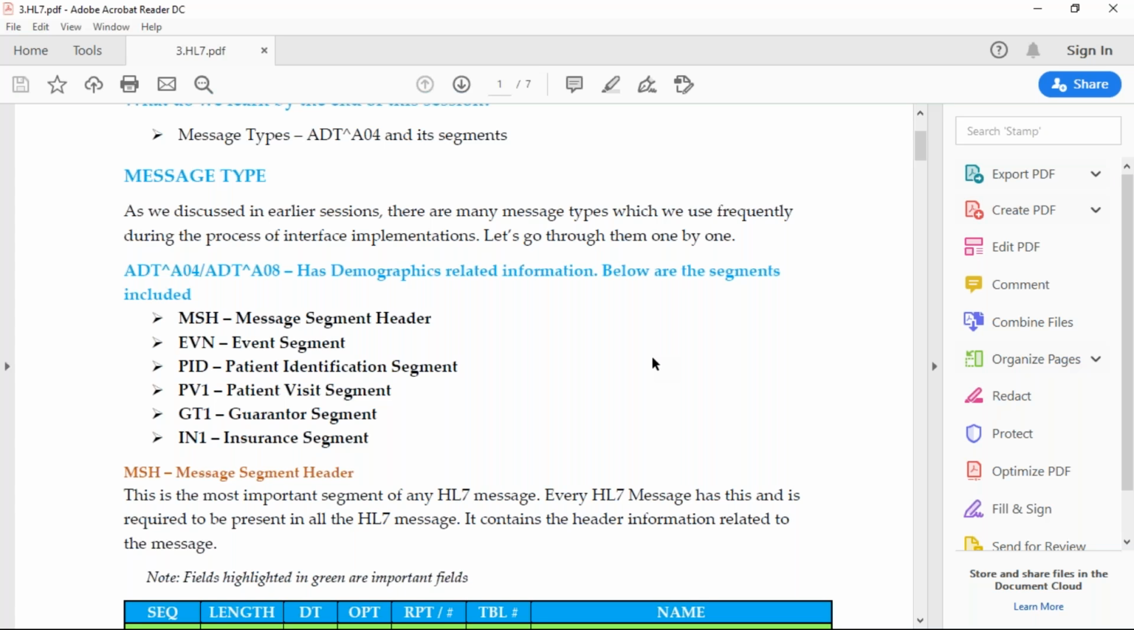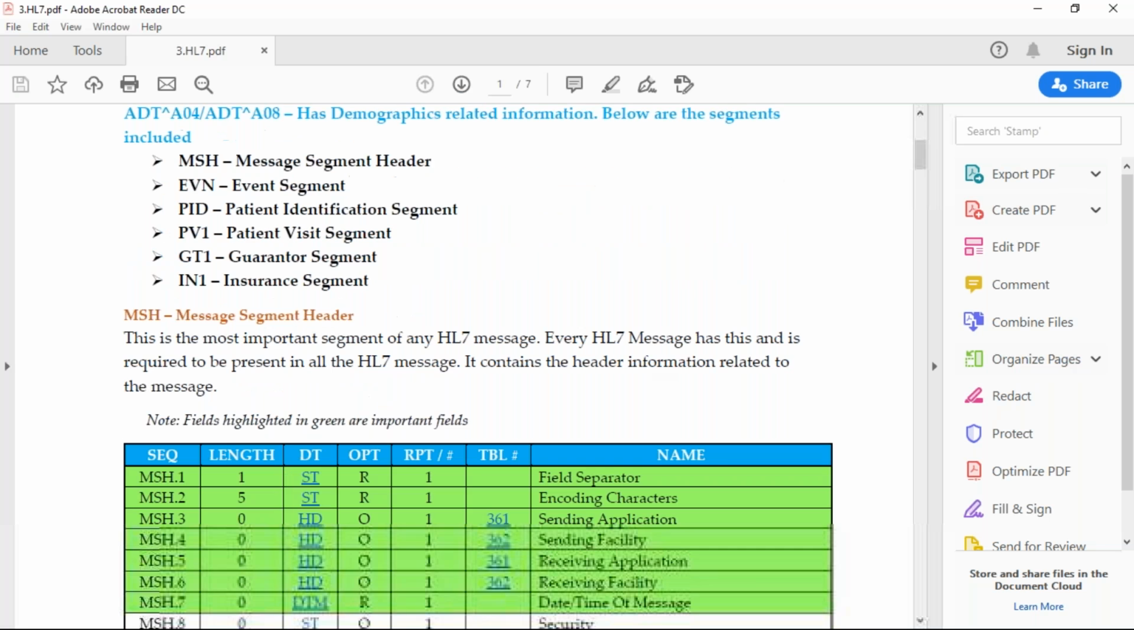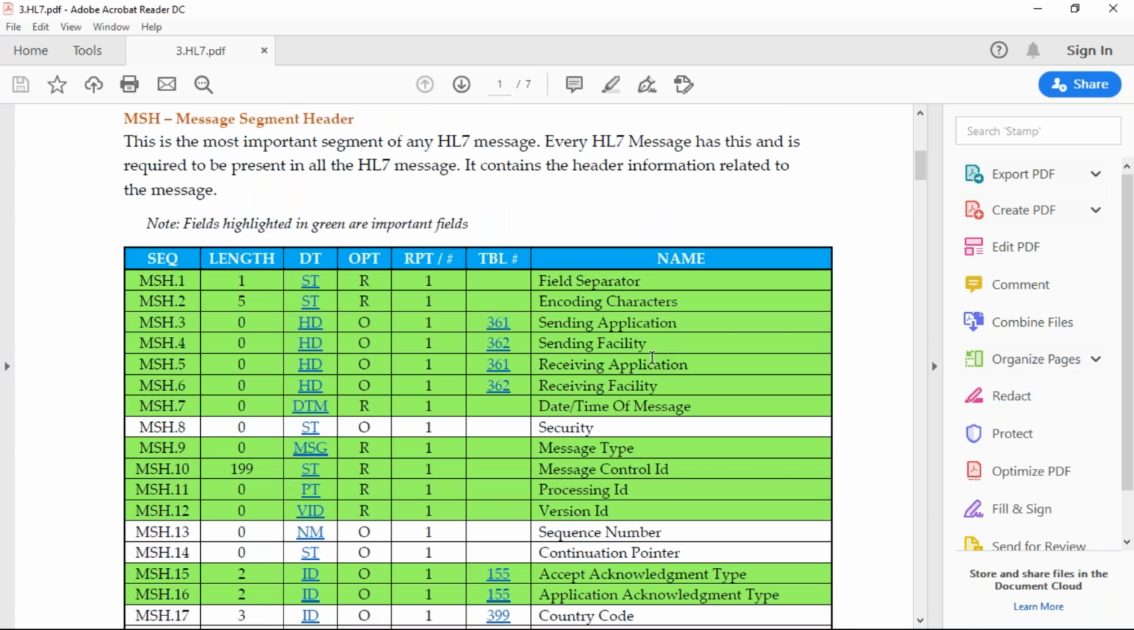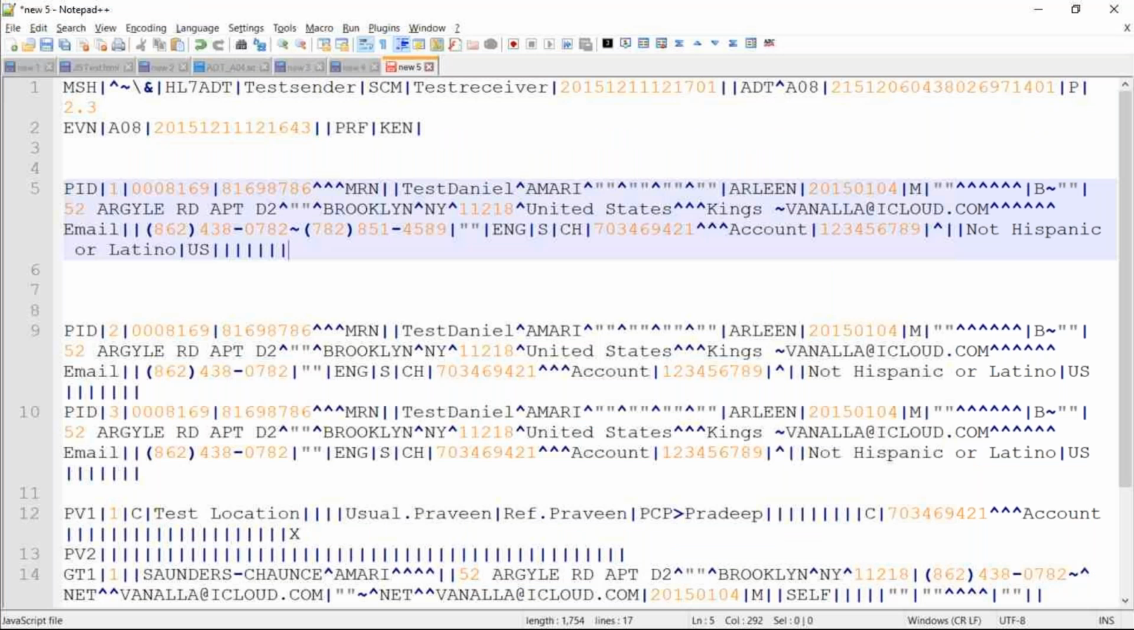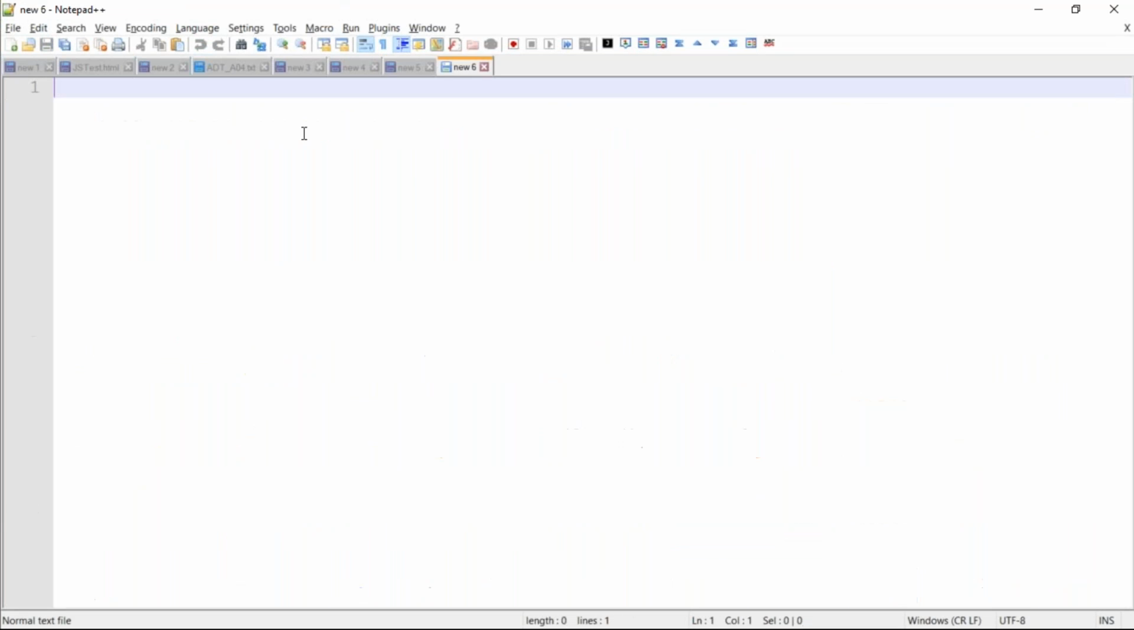Okay, any questions with the demographic message type, guys? Here we have optional, required, optional, or WC. What is the difference? Optional and required is clear, but WC. You were there in yesterday's session? Yes. Okay, no problem. I think I explained it yesterday.